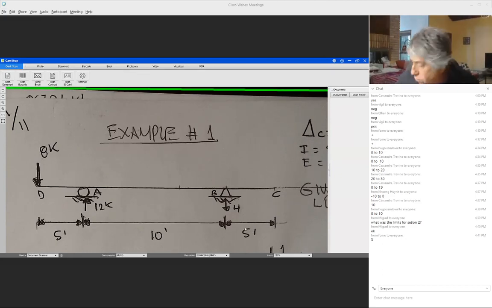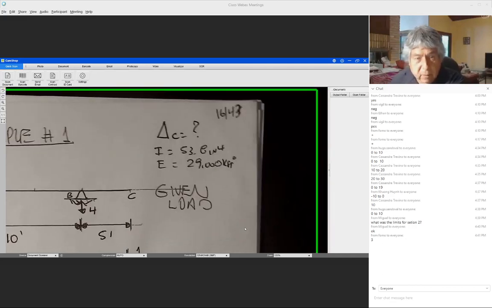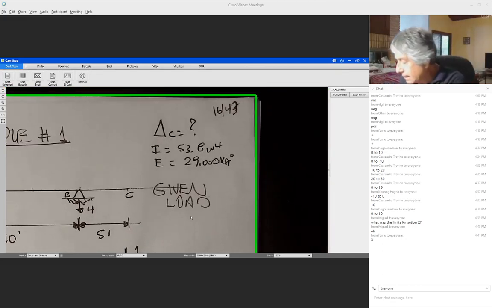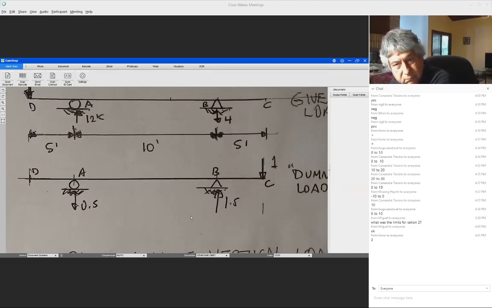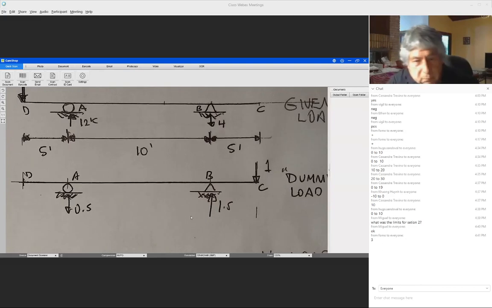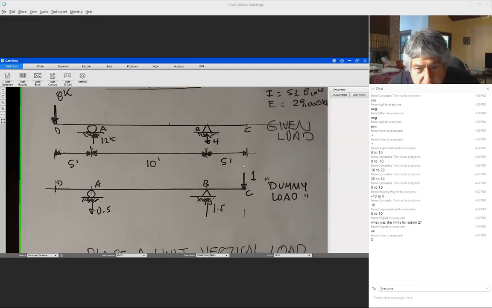Since I want to compute the vertical deflection of point C, the dummy load, I put a unit load at C because they want me to compute the vertical deflection of point C. I have computed the reactions. Look, 1 times 5 is 5, 0.5 times 10 is 5, 1 and 0.5, 1.5, 1.5.